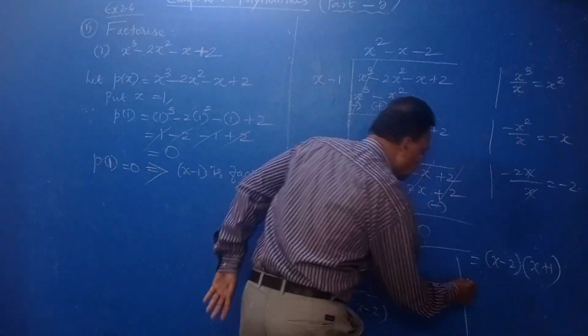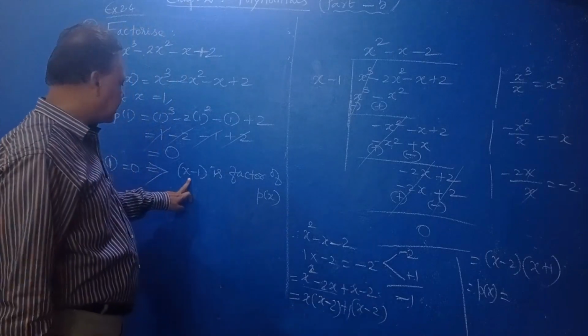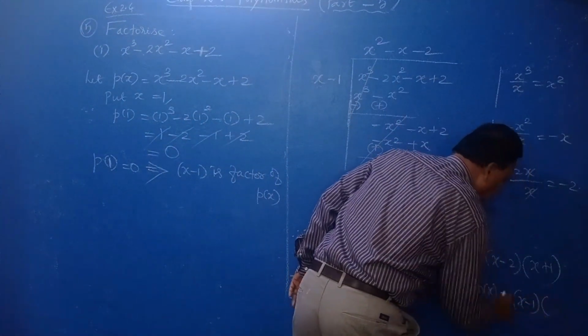Therefore, p of x equals, already we have one factor, you write x minus 1 first, right? Into these two factors, right?